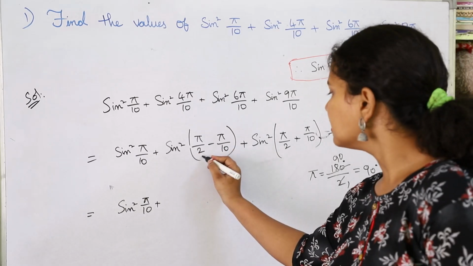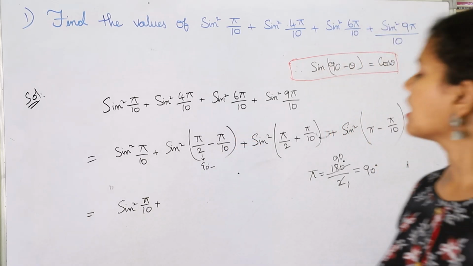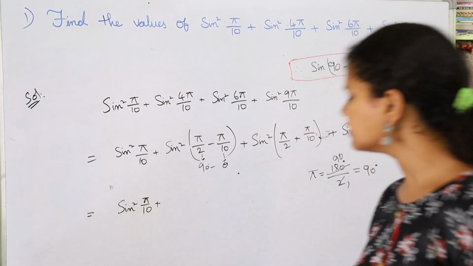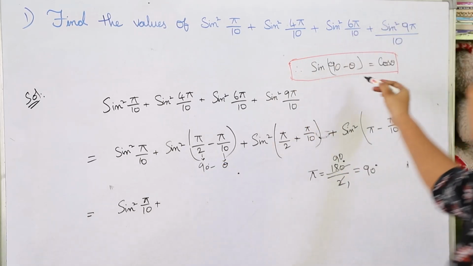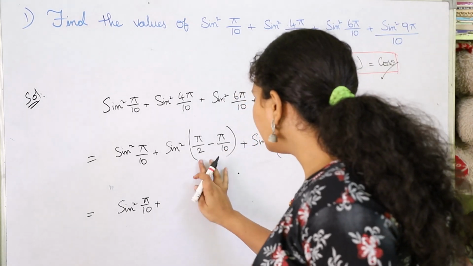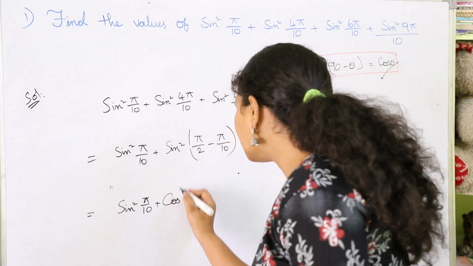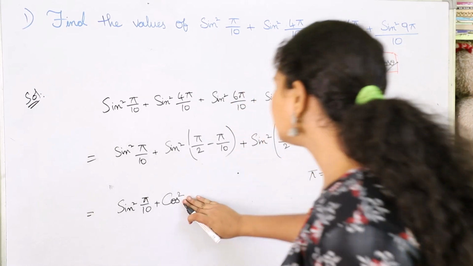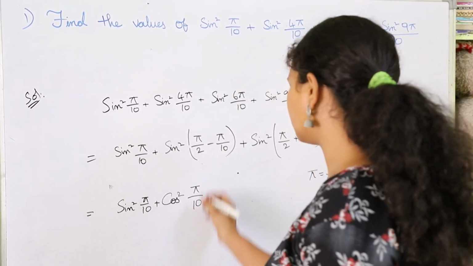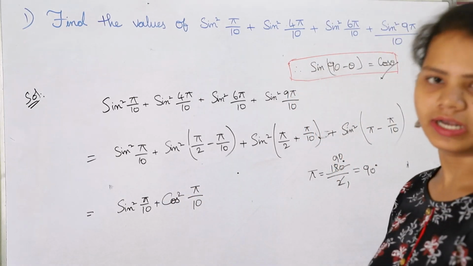So sine, this is 90 degrees, right? So sine 90 minus, consider pi by 10 as theta. So sine 90 minus theta equals cos theta. So I am going to write this as cos square theta. The theta value we have considered is pi by 10. So that's what I have written, pi by 10. Clear? Sin square pi by 10 plus cos square pi by 10.